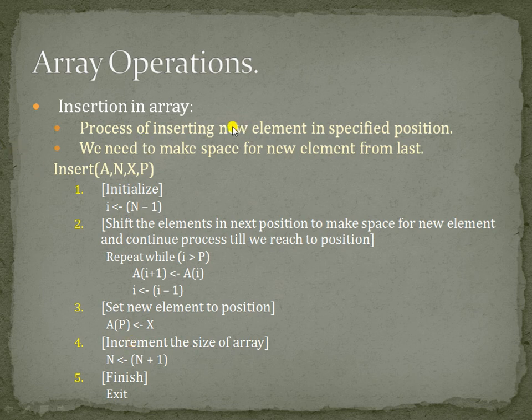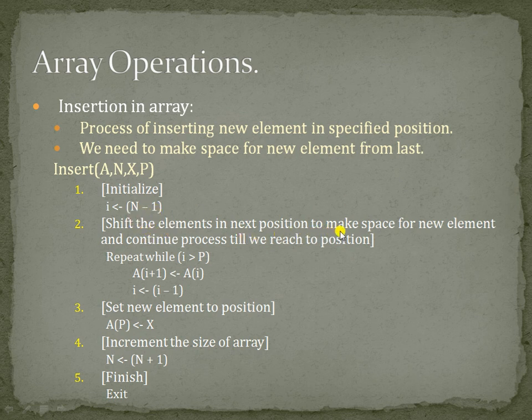Insertion in array is a process of inserting new element in specified position. We need to make space for new element from last. It requires 4 parameters: array, size of array, new element to be inserted, and the position at which we would like to insert a new element. For that we need to initialize I pointer. We need to set our I pointer to the last element, that is n minus 1.